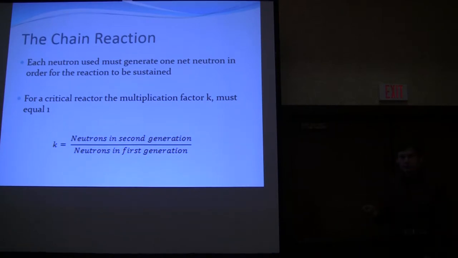Okay, this is a little bit more about the chain reaction. Each neutron used must generate 1 more net neutron. And so in a reactor, this has to be exactly right. Each succeeding generation must have the same number of neutrons as the preceding generation. And we call this the K multiplication factor, K, as described there.